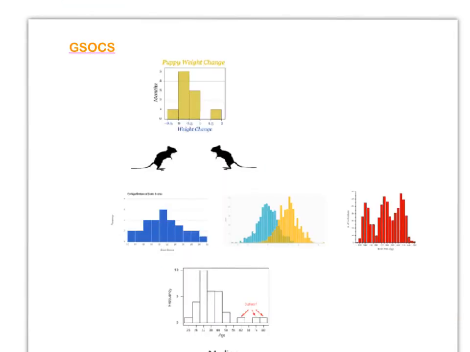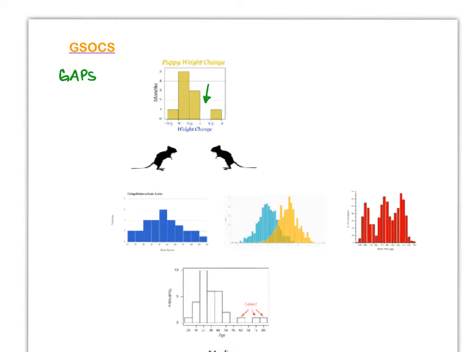Once again, GSOCs stands for gaps. So in this case, on that first graphic, you can see that we have a gap right there in our data in the puppy weight change between 1 and 1.5, it looks like. So a gap is exactly what it sounds like. There's a gap in our data.